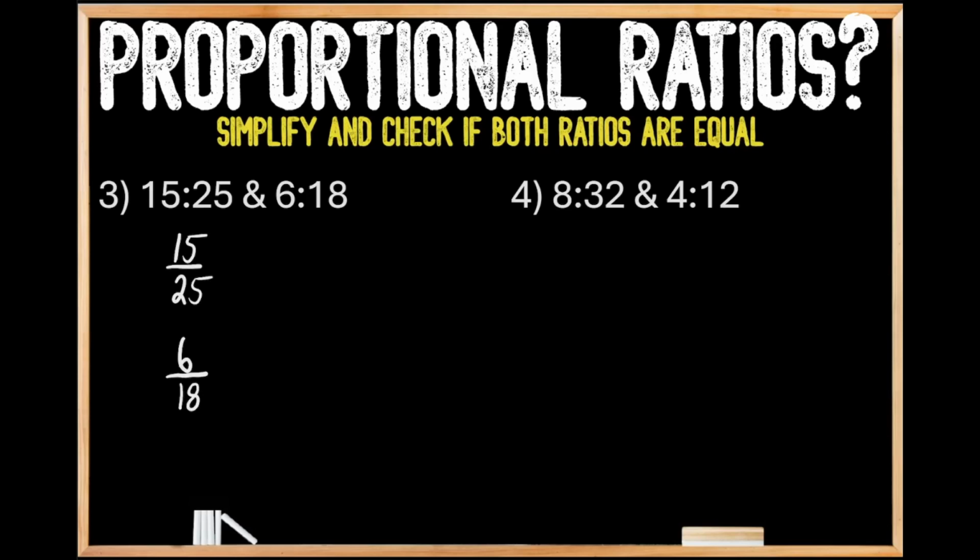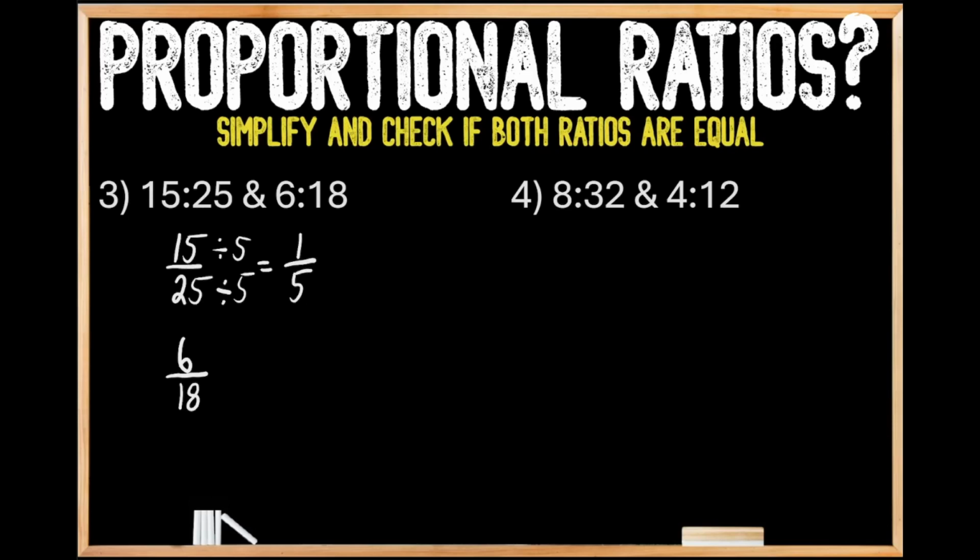So the first ratio here, both terms share the greatest common factor of 5, so we're going to divide both terms of this ratio by 5 in order to simplify this ratio. When we divide 25 by 5, we get 5, and then when we divide 15 by 5, we get 1 for the simplified ratio of 1:5.